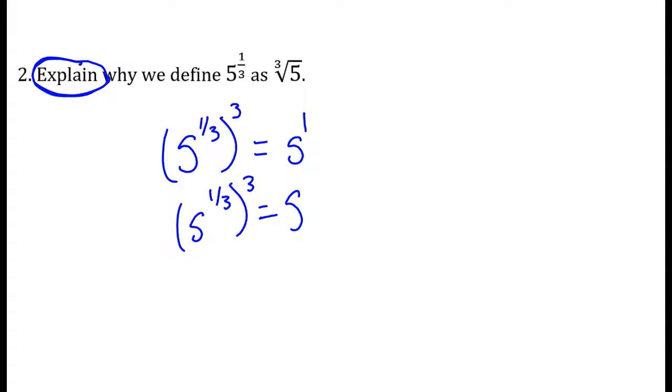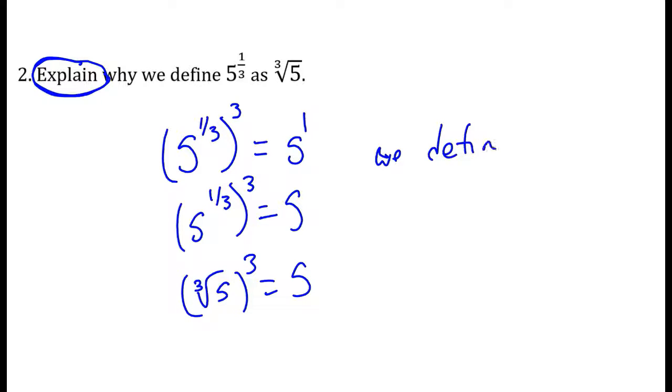So maybe we know that 5 to the 1/3 cubed equals 5 to the 1 because for a power to a power with exponents we multiply. Therefore, 5 to the 1/3 cubed gives me 5. What to the third power gives me 5? Well, that has to be the cube root of 5. The cube root of 5 to the third power gives me 5, because those undo each other. So therefore, we define 5 to the 1/3 as the cube root of 5.